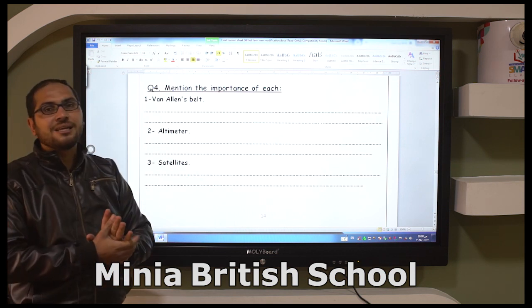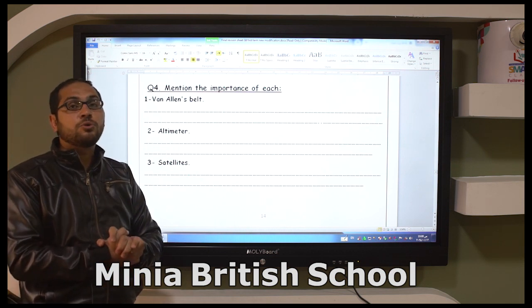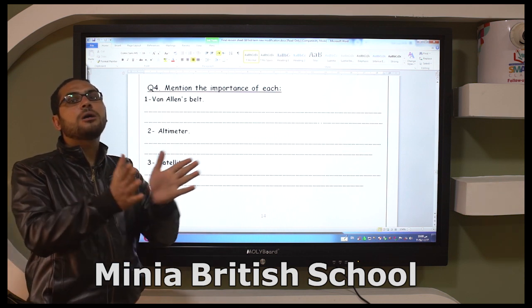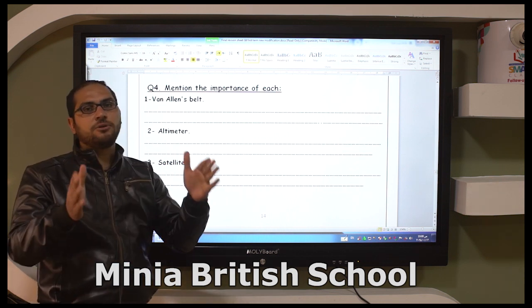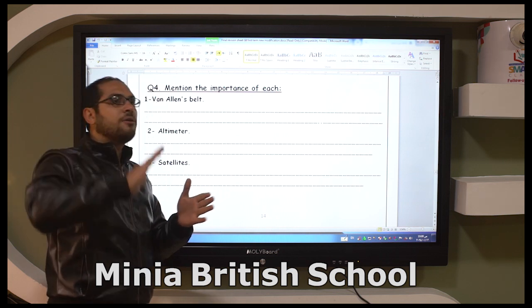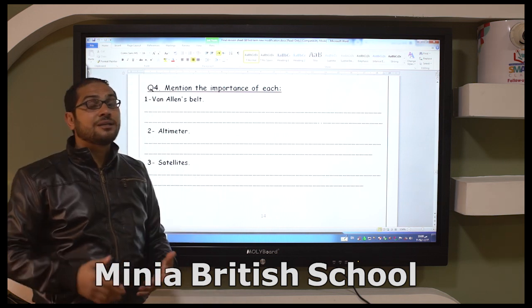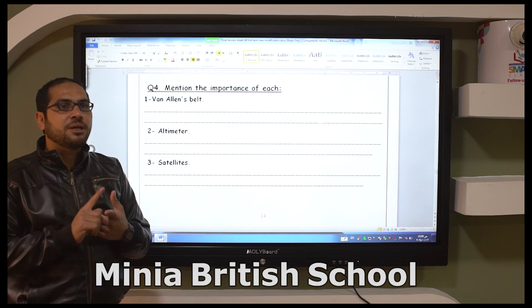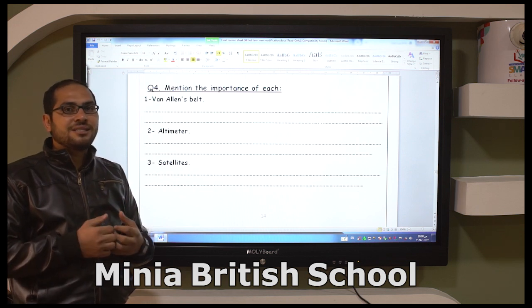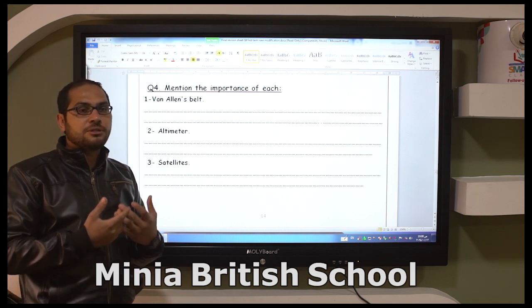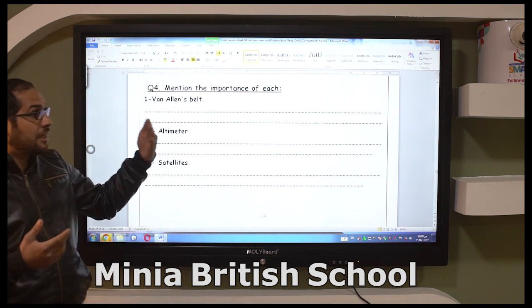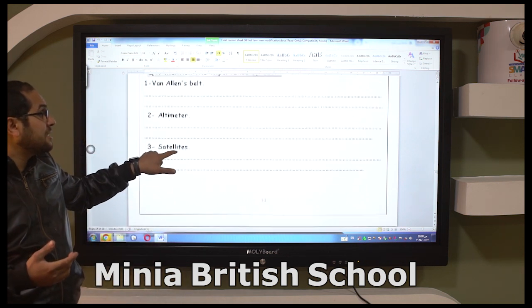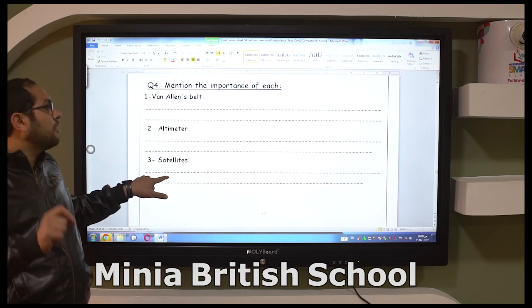Van Allen belts. Van Allen belts are very important for what? Scattering the harmful cosmic radiation away from the earth, and they cause the aurora phenomena. This phenomenon appears as brightly colored curtains only in the North and South Pole.